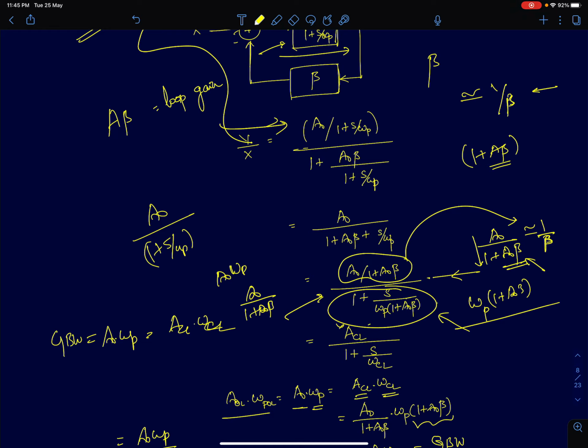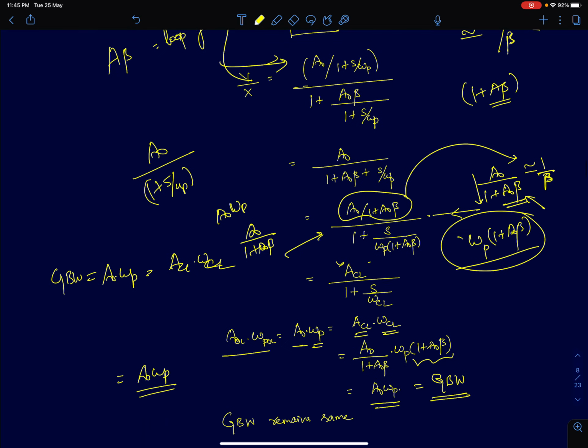So this is what the engineers refer to as an increase in the bandwidth, or bandwidth expansion due to negative feedback. It looks like the bandwidth is increasing by a factor of 1 plus A0 beta. So what happened to the closed loop gain? It is reduced by 1 plus A0 beta, and that's the consequence of negative feedback. But what we are noticing here is that the bandwidth has increased by a factor of 1 plus A0 beta.